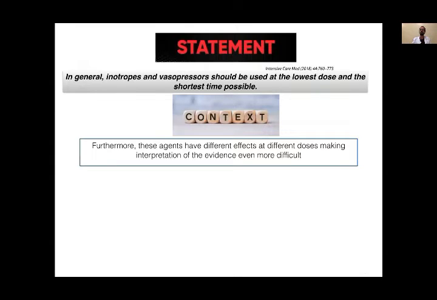Now getting to the evidence, let's start with a statement that has been published in Intensive Care Medicine, which was an expert consensus on the treatment of cardiogenic shock patients in acute myocardial infarction. Inotropes and vasopressors should be used at the lowest dose for the shortest time possible, so they must be titrated. Then the context is also important. These agents have different effects at different dosages, and the interpretation of the context and of the effect that we are looking for may make the evidence more difficult.